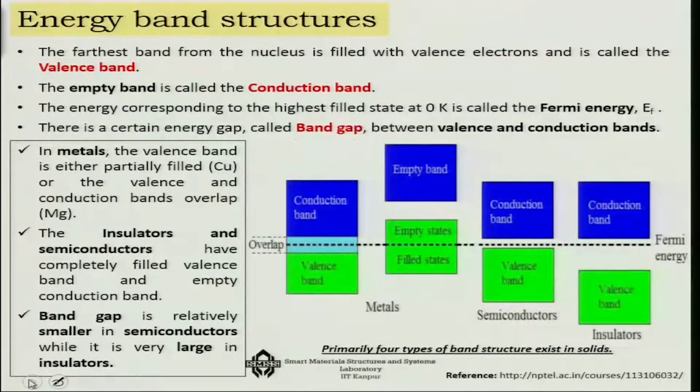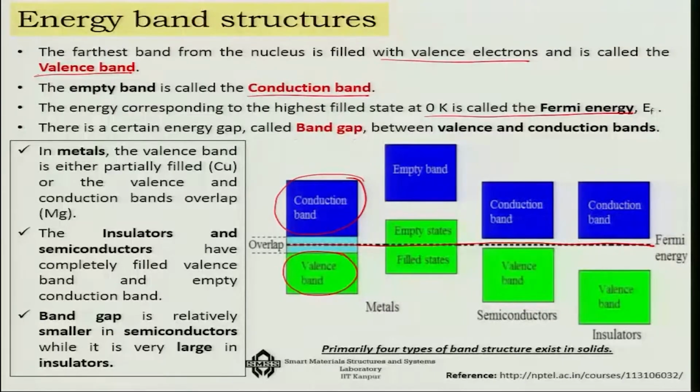In order to explain that, we have to know a little bit about the energy band structures. The farthest band from the nucleus is filled with the valence electrons, and that is known as the valence band. So, this is our valence band. Then there is an empty band, which is called the conduction band. So, this is our conduction band. The energy corresponding to the highest filled state at 0 degrees Kelvin is called the Fermi energy level. So, this is our Fermi energy level, that is the highest energy state.